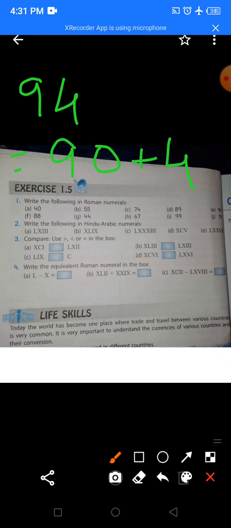Now read the question number E. E is 94. Again, how will you write 94? Just break into power of 10. 90 plus 4. How will you write 90? You will just subtract 10 from 100 and then 4. Then you will write this together. This becomes your 94. Okay children? Write down this in your notebook.